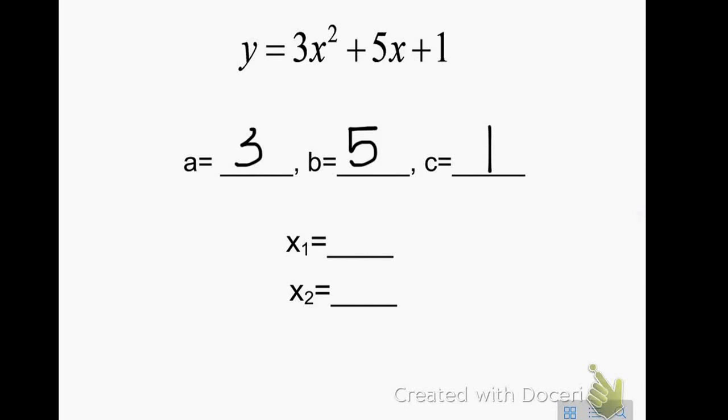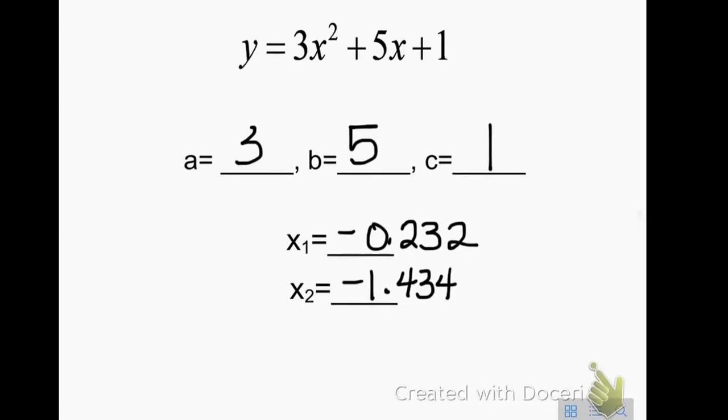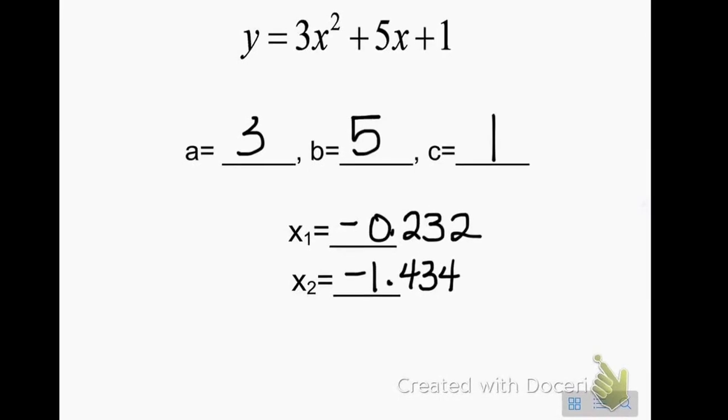So when the calculator asks me what is A equal, right below the A, you're going to press 3 and then press equals. For B, you're going to press 5 and then press equals. For C, you're going to press 1 and then press equals. And then press equals again. And it tells you that x1 is negative 0.232. And it has a lot more decimals than that, but that's enough. Press equals again, and it gives you your other solution, negative 1.434. It's got more decimals than that, but that's plenty. You should be able to get your answer from that.